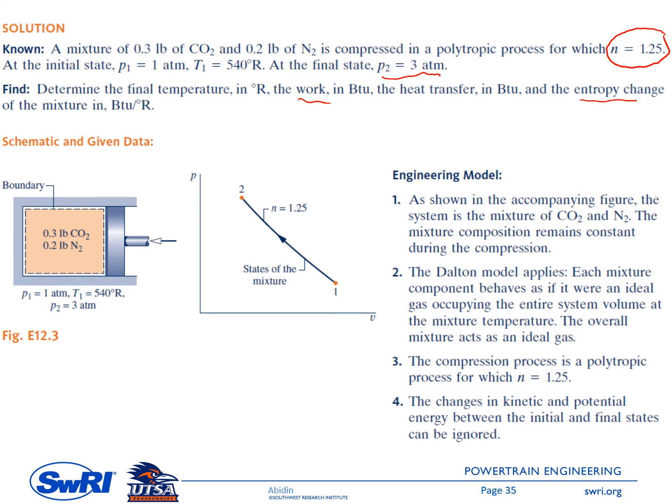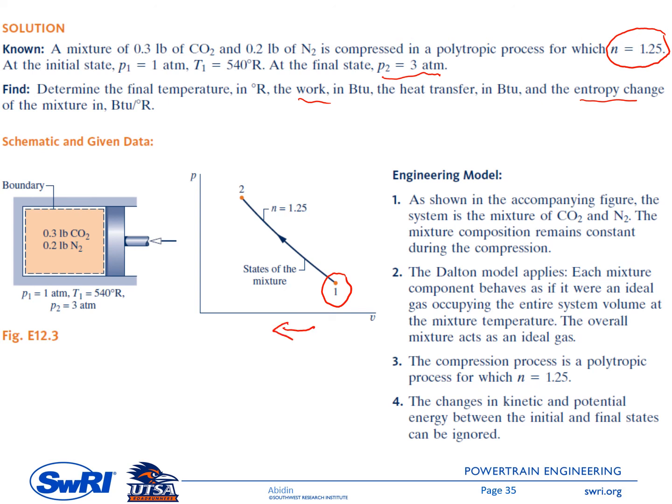On the right side is the P-V diagram, starting from point number 1 here, with 1 atmosphere and 540 degrees Rankine. And then at state 2, the pressure increases, so it's a compression process. Pressure increases and then volume decreases.